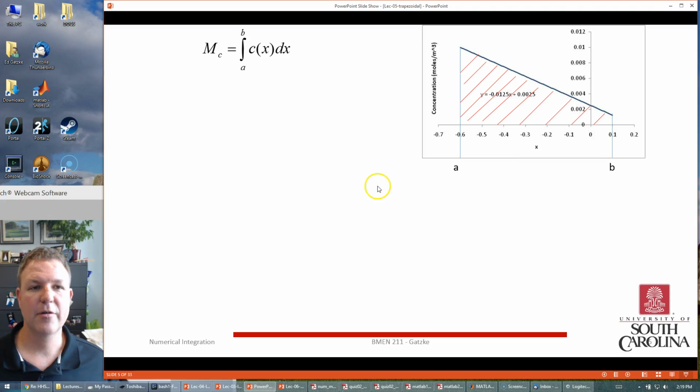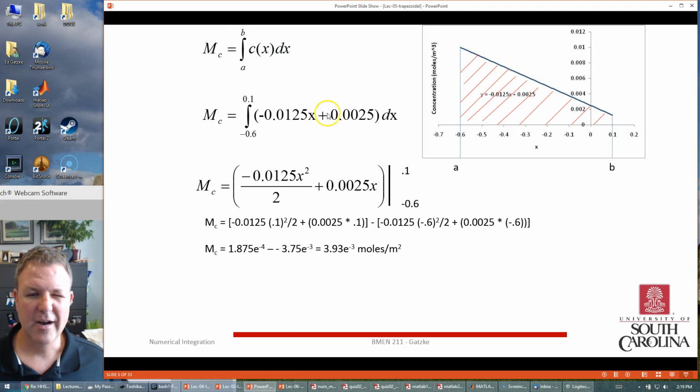So for this, we're going to want to integrate that concentration. We're going to integrate from A to B to find the total amount of mass. So that concentration goes from negative 0.6 to 0.1, and you can integrate this function to get a value, which you have to evaluate from negative 0.6 to 0.1. So this is the derivative. If you take the derivative of this function, you end up with this value. So integrating this gives you this, and there's a relationship between integrals and derivatives.